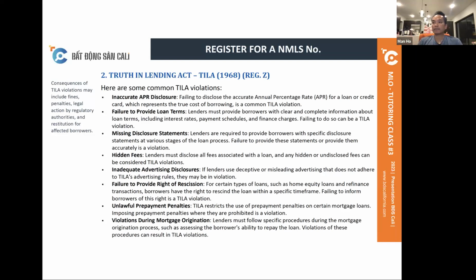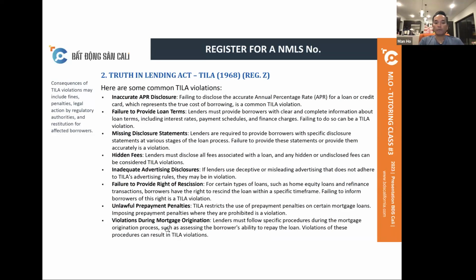But guess what? A lot of this is actually provided within the packet, either by your broker or by the lender. So you have to go through this and make sure that you get a checklist. You check all these items and make sure that you are complying with the act.